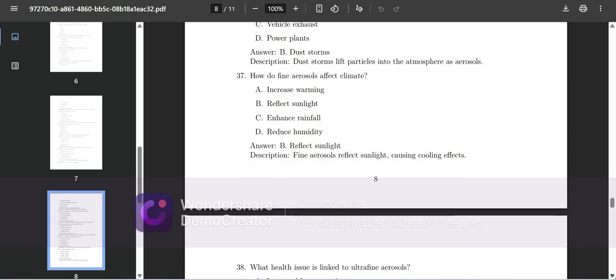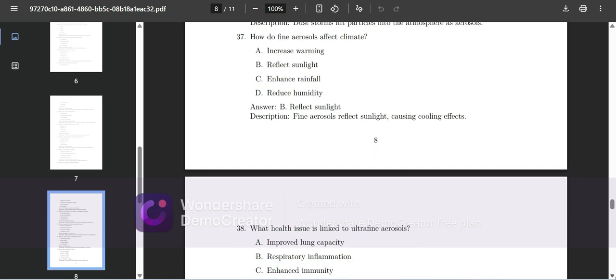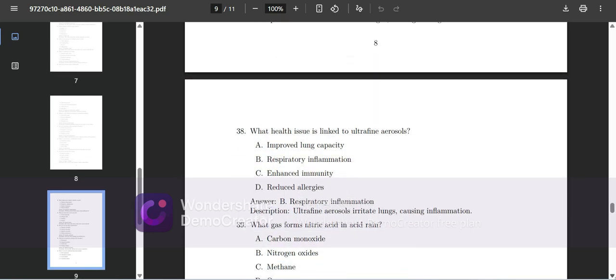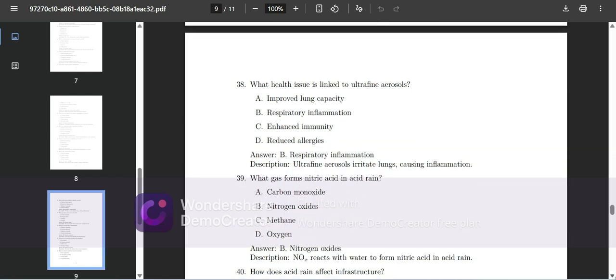How do fine aerosols affect climate? Reflect sunlight. Fine aerosols reflect sunlight, causing a cooling effect. What health issue is linked to ultrafine aerosols? Respiratory inflammation. Ultrafine aerosols irritate lungs, causing inflammation.